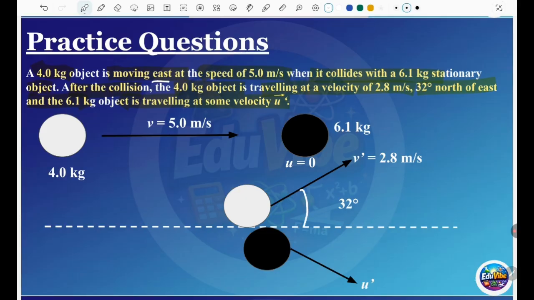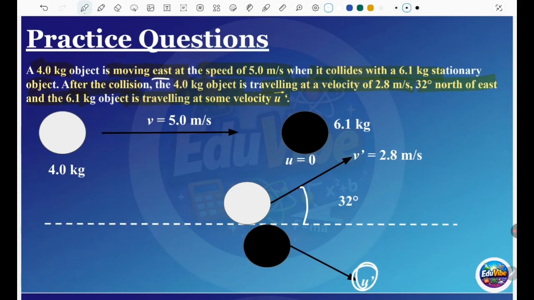We have to find that u dash, which is the u vector, the velocity of the 6.1 kg object after the collision. This thing we don't know. So how can we determine this? We have to work it out now.